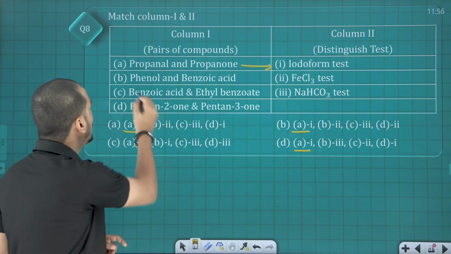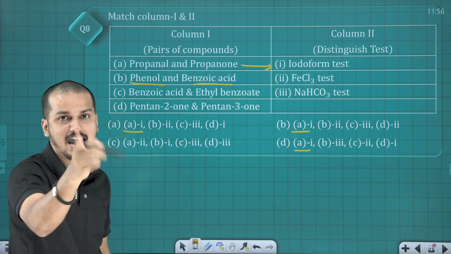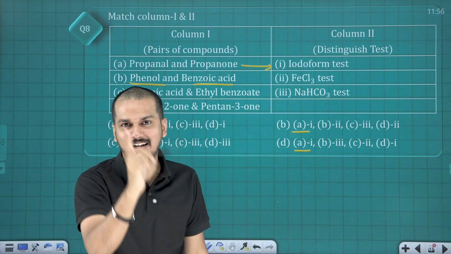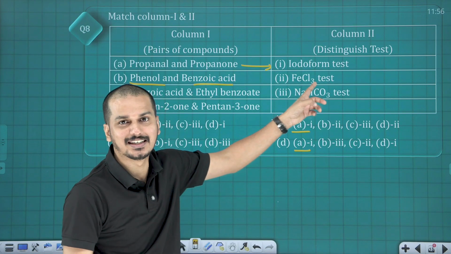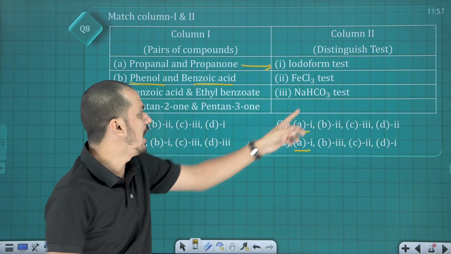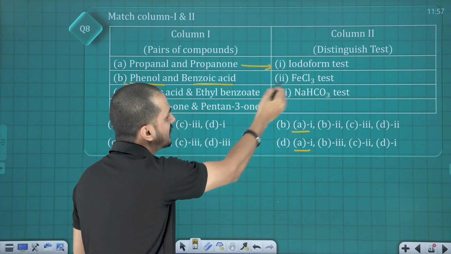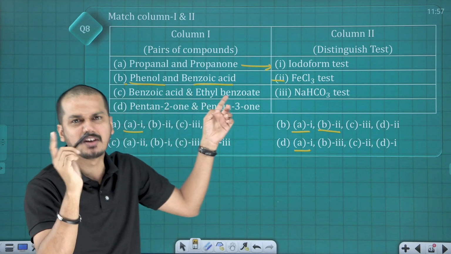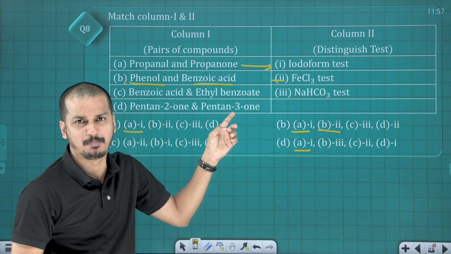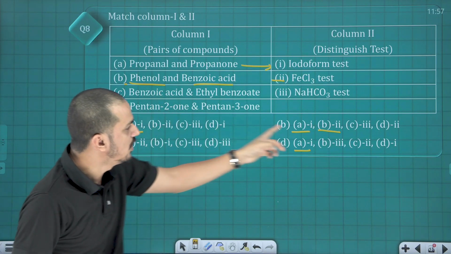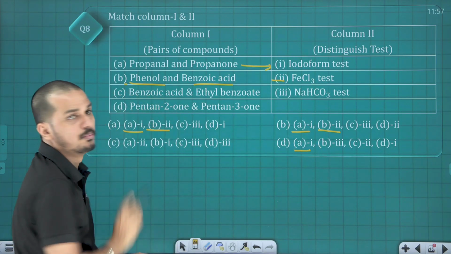Second one, phenol and benzoic acid. In the case of phenol, there is one special test you learned, that is the neutral ferric chloride test. Once you are treating, you will get violet color. So B is connecting with what? 2. But in the case of benzoic acid, it will give a buff colored precipitate. This one will give violet color. So B is 2.